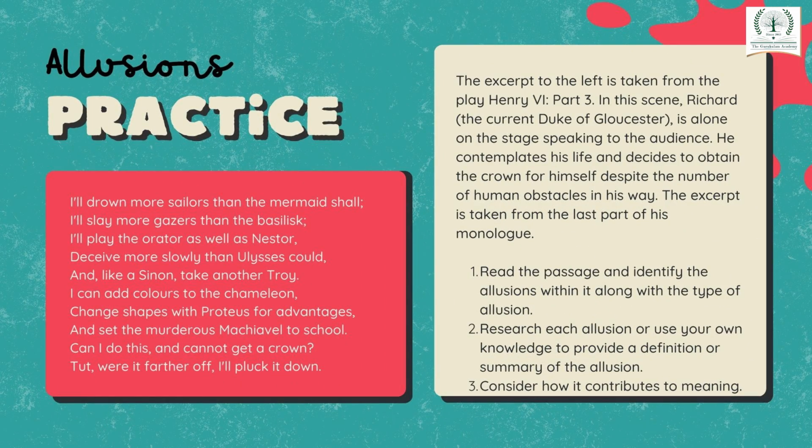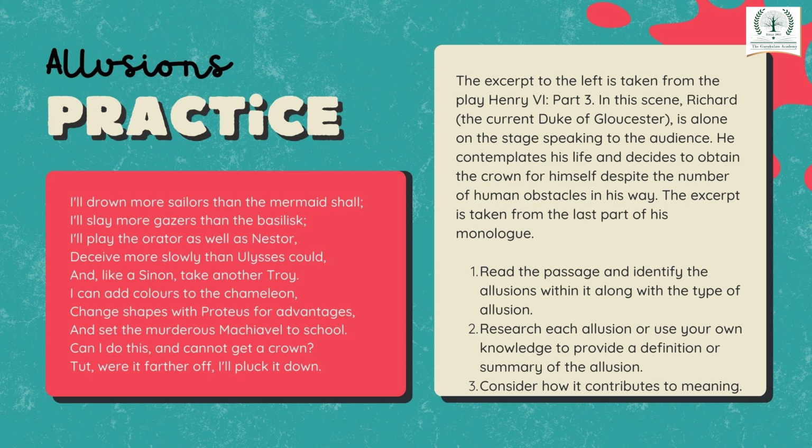Allusions practice. "I'll drown more sailors than the mermaid shall. I'll slay more gazers than the basilisk. I will play the orator as well as Nestor, deceive more subtly than Ulysses could, and, like a Sinon, take another Troy. I can add colors to the chameleon, change shapes with Proteus for advantages, and set the murderous Machiavel to school. Can I do this and cannot get a crown? Tut, were it farther off, I'll pluck it down."